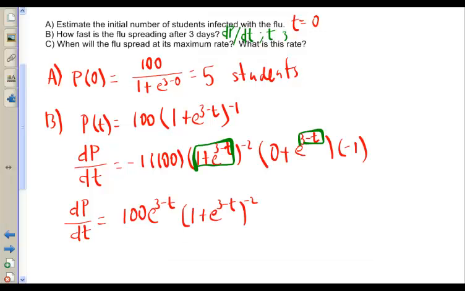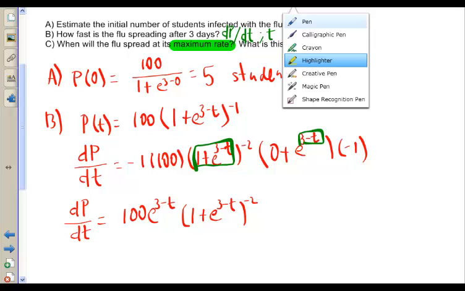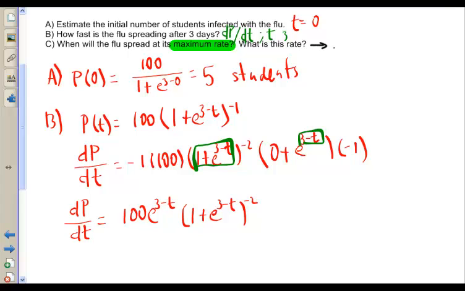Okay, so to answer the last part of the question, what we want to do is check out part C. So when does the flu spread at its maximum rate? Well, remember, when we're looking at our derivative, that is the rate of change. And so we're looking for then a maximum value of the derivative. And so what we're going to do then is go ahead and graph our equation of the derivative and put that on your calculator. And when you do that, we'll find the maximum value of it. And when we find that maximum value, we will find the rate that we're growing.